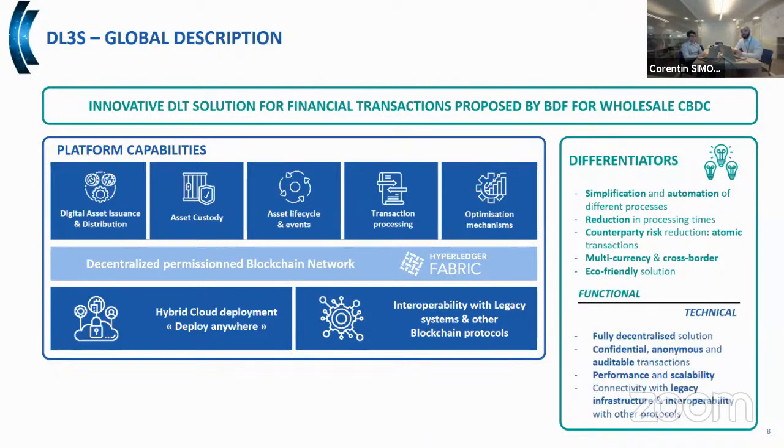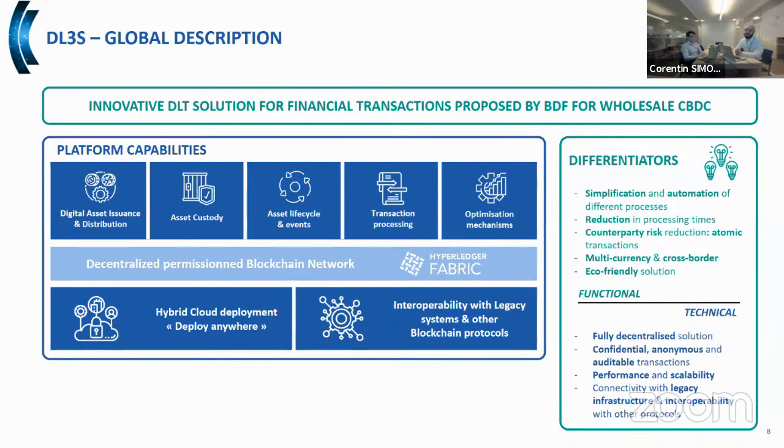For the technical part, it's a fully decentralized solution. I'm gonna show why afterwards, but it's in the blockchain philosophy. We have confidential and anonymous transactions, but that can also be auditable thanks to specific technologies that Eli, Angelo, and Kauta will speak more deeply about after us.